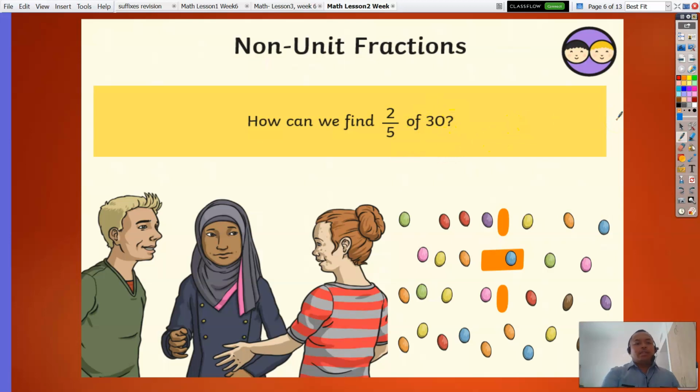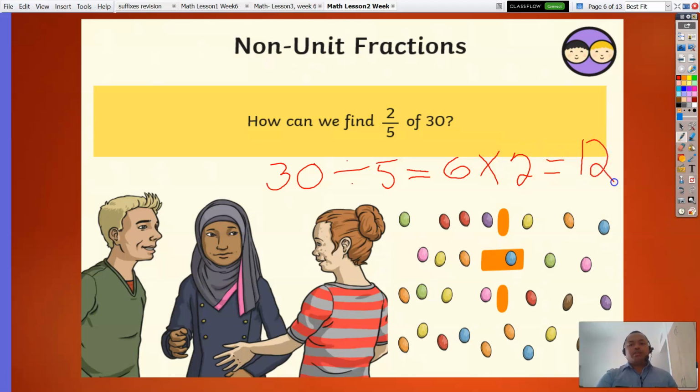Then divide the big number by the denominator. So we have 30 divided by 5, and that is equal to 6. And the answer from that will be multiplied by the numerator, which is 2. So times 2, the answer now is 12. That is one way of getting the fraction of the number.